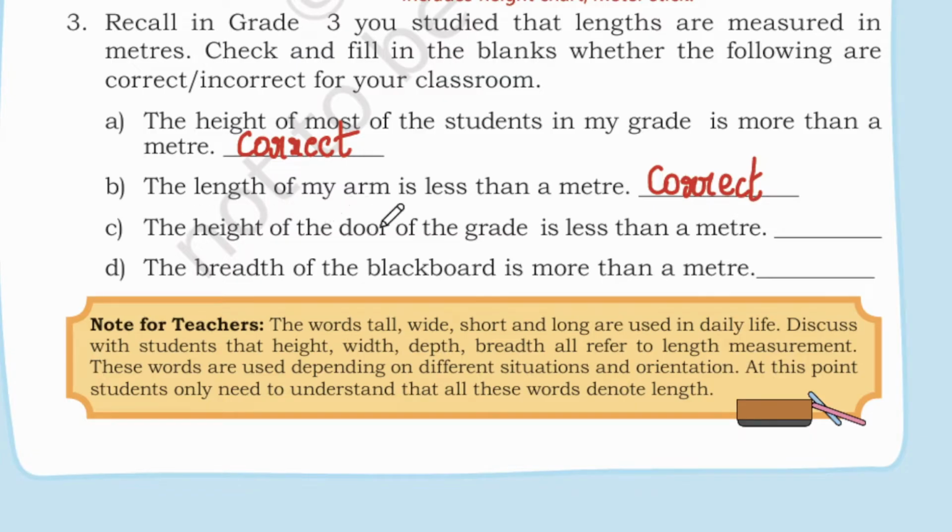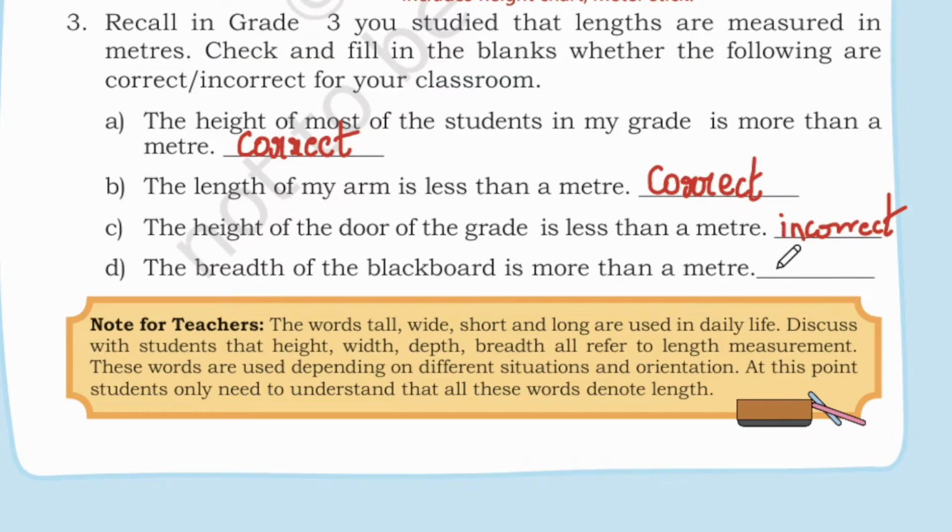The height of the door of the grade is less than a meter. No, the door is normally huge in size. It will be more than a meter. It is never in centimeters. So it is incorrect. Next, the breadth of the blackboard is more than a meter.